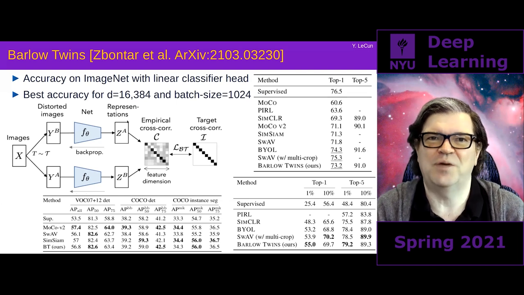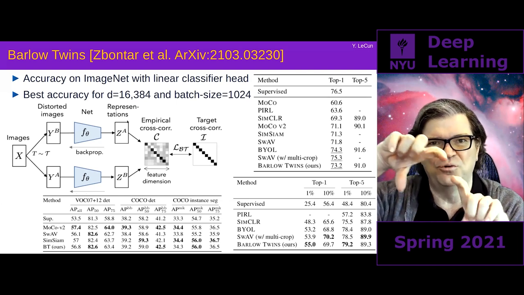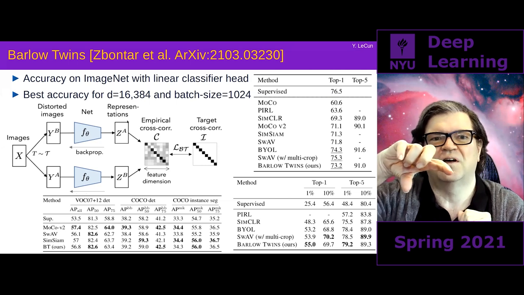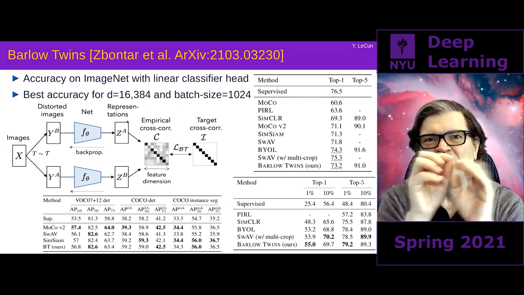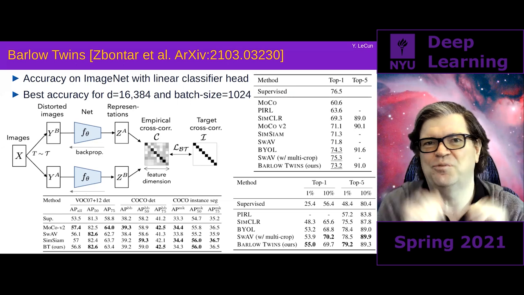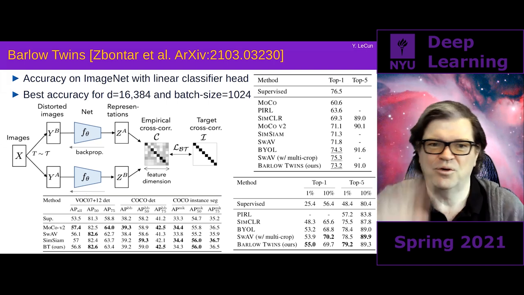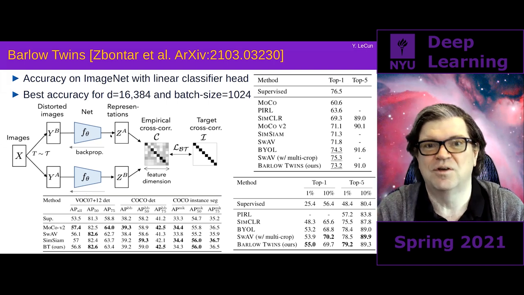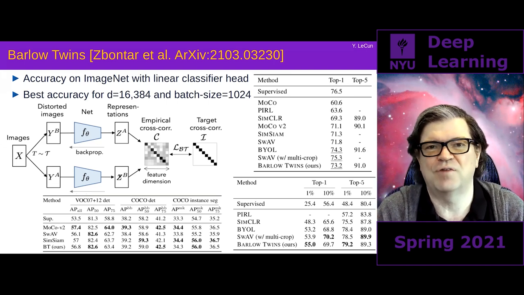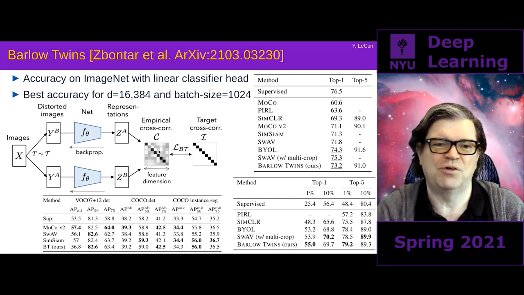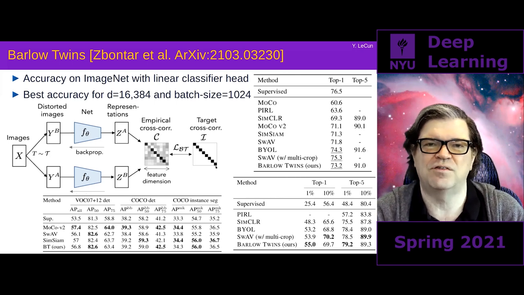So I lied a little bit, which is that before you take those vectors, you subtract the mean of those vectors, and you normalize the components by their variance. So what you get when you do this outer product and sum is what's called a cross-correlation matrix between two sets of vectors. And the criterion to train it is to make this cross-correlation matrix as close as possible to the identity.